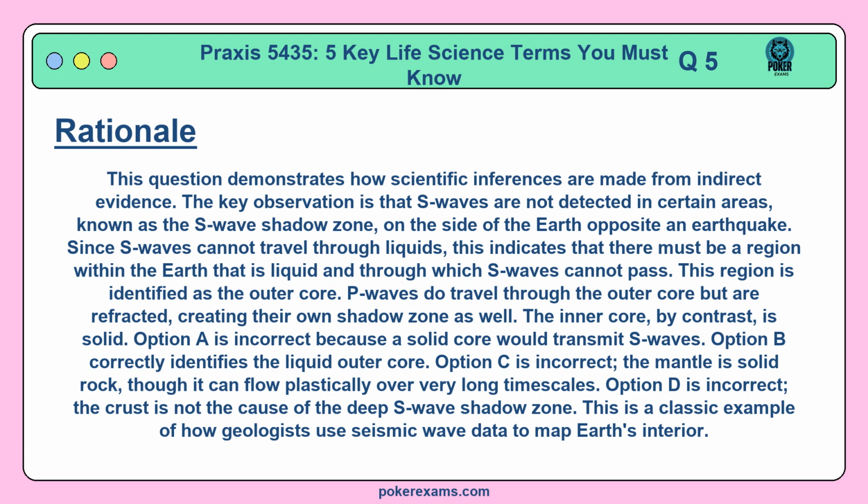P waves do travel through the outer core but are refracted, creating their own shadow zone as well. The inner core, by contrast, is solid. Option A is incorrect because a solid core would transmit S waves. Option B correctly identifies the liquid outer core. Option C is incorrect. The mantle is solid rock, though it can flow plastically over very long timescales. Option D is incorrect. The crust is not the cause of the deep S-wave shadow zone. This is a classic example of how geologists use seismic wave data to map Earth's interior.